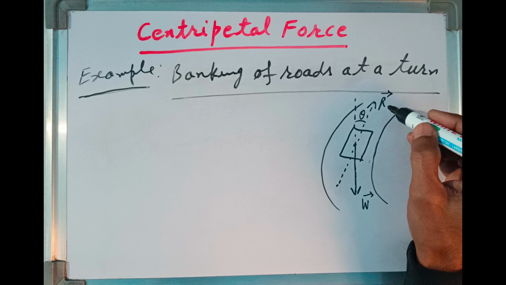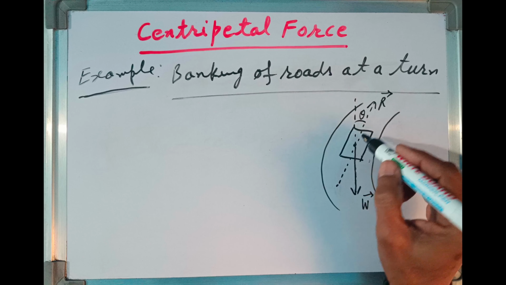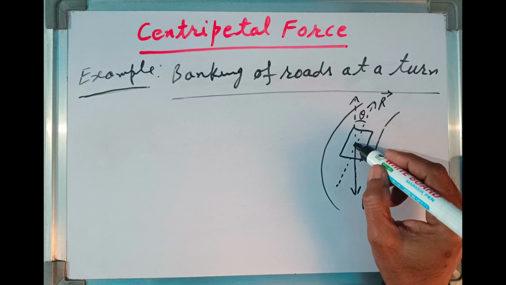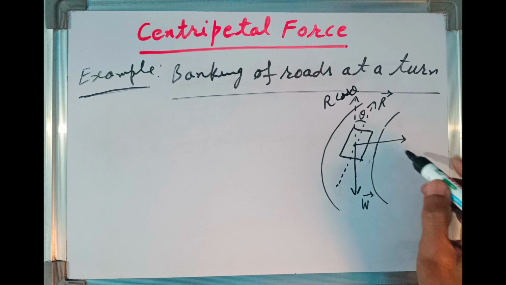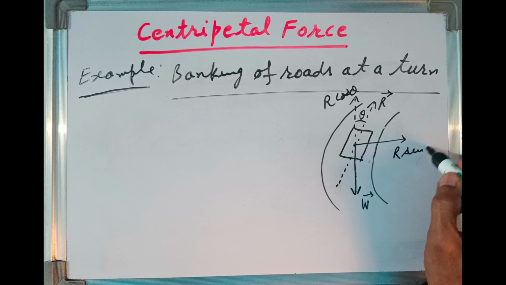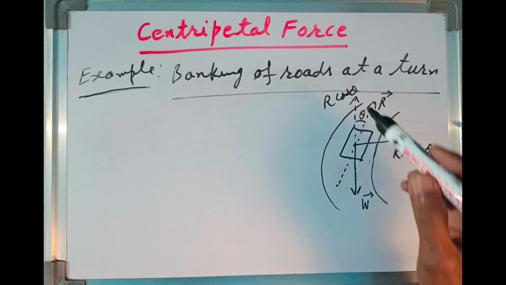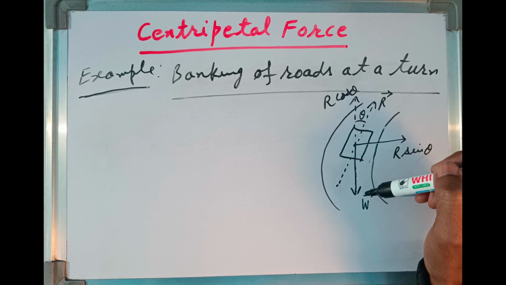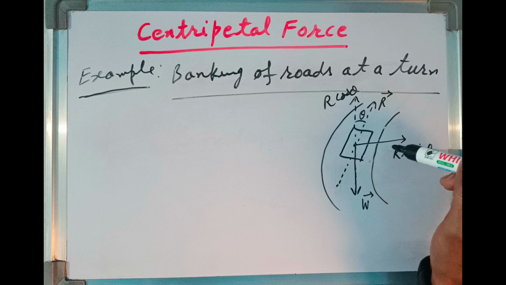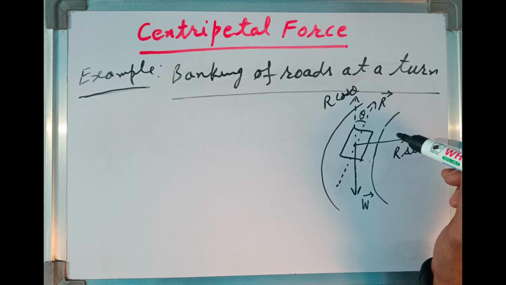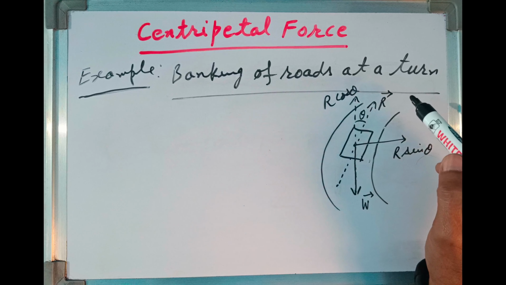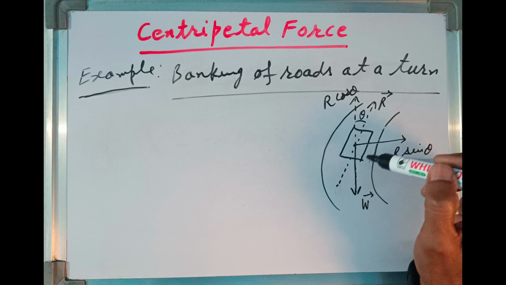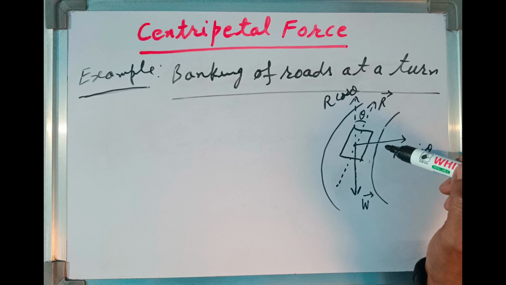As done earlier, this normal reaction can be resolved into two components. One component in the vertical direction, which will be R cos theta, and the horizontal component will be R sin theta. Out of these two components, R cos theta balances the weight of the body and R sin theta is left for providing the necessary centripetal force at the time of taking a turn. So this is the importance of centripetal force and the importance of banking of roads for vehicles to get centripetal force while taking a turn.